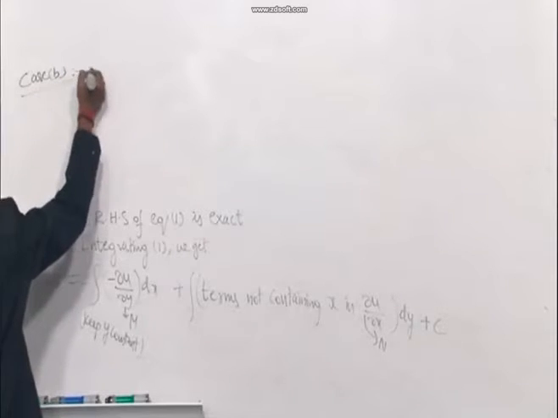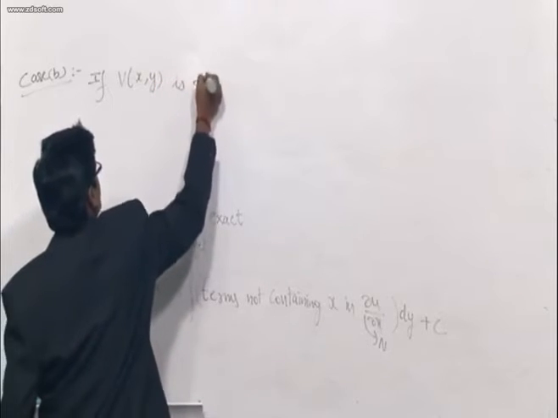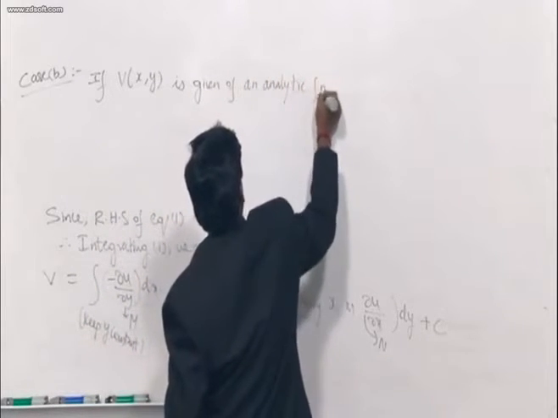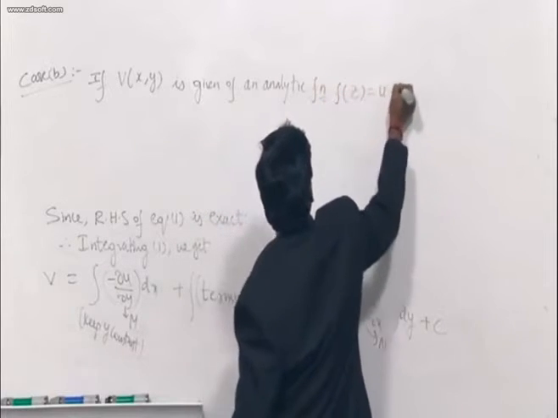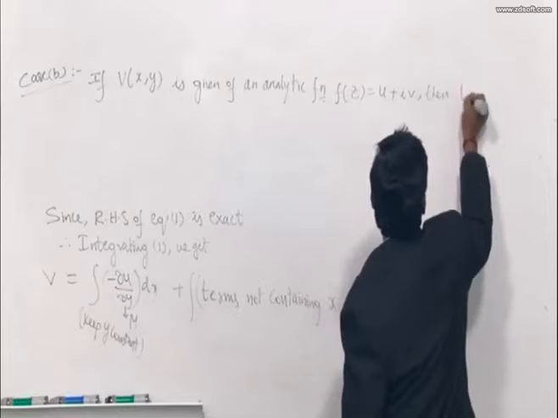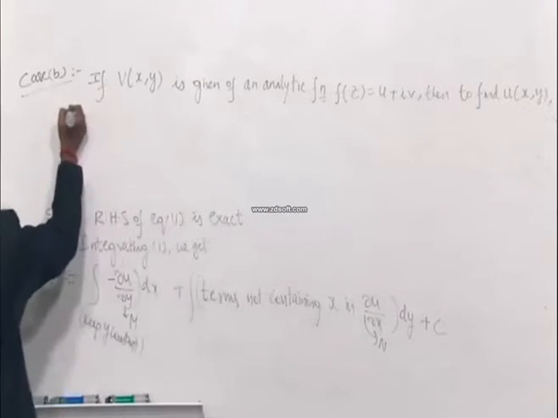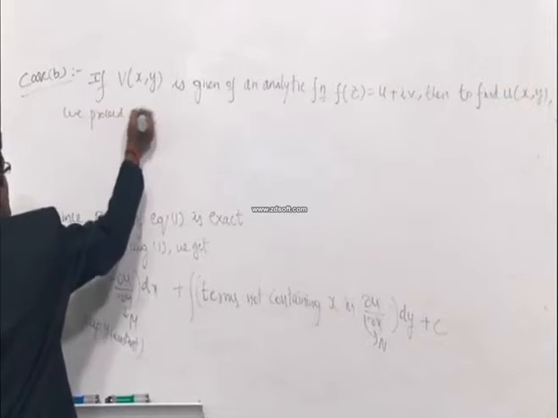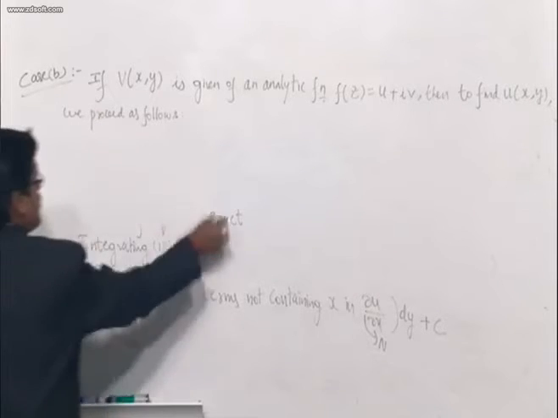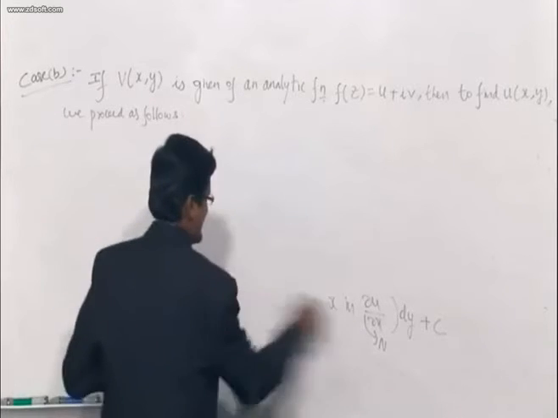Case B. If v of x comma y is given of an analytic function f of z is equal to u plus iv, then to find u of x comma y, we proceed as follows, just like above. Here we are going to find u, so you start with the du formula, which I have already given in case A for dv, because both are functions of x and y.